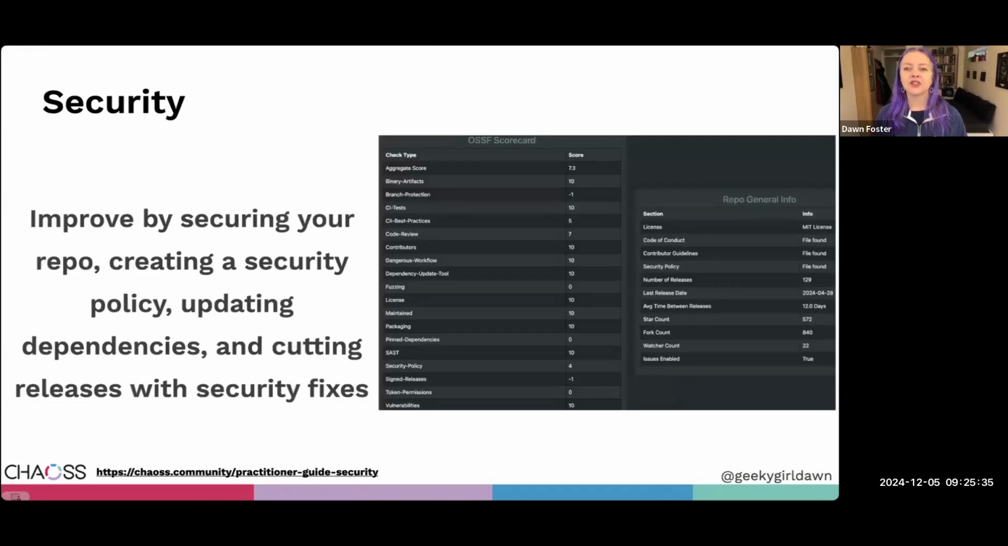Now, one of the best places to start when improving your security practices is by securing your code repository. So this includes managing access, branch protection, and managing your contributors who have access to that repository. Another good starting point is creating a detailed policy, usually in a security.md file. And the purpose of this document is to provide instructions for privately reporting security vulnerabilities, along with documenting how you respond to those reports, including managing embargoes.